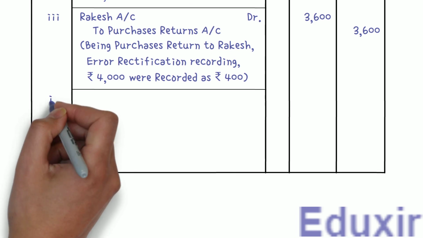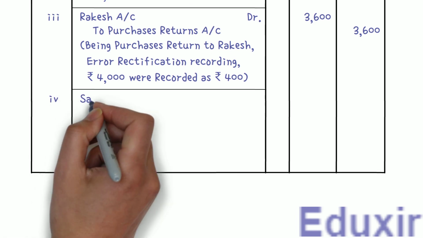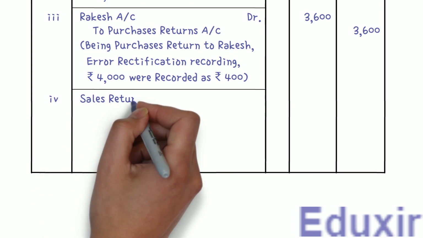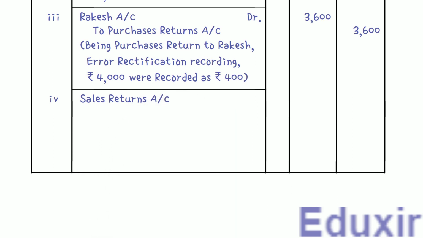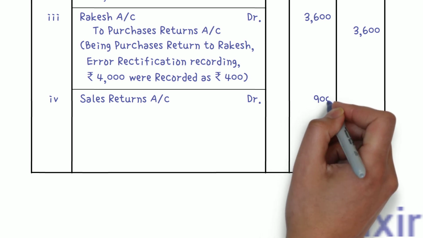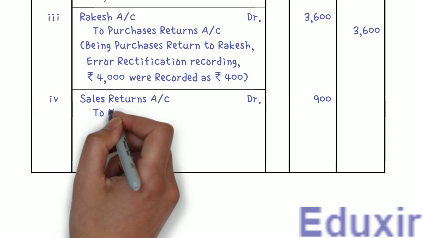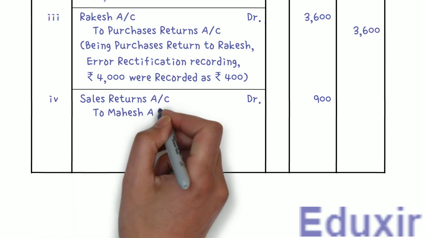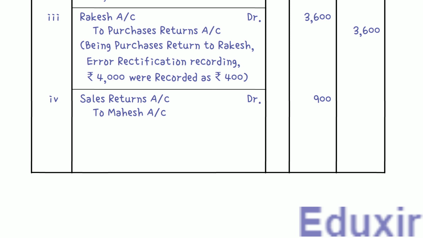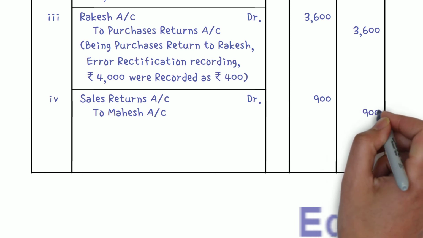Let us first write the serial number. Let us then write the sales returns account as the debit entry. Let us also write the text DR to indicate that this is a debit entry. Let us then write the debit amount of 900 rupees in the debit amount column. Leaving a margin, let us record Mahesh's account as the credit entry. Let us also record the credit amount of 900 rupees in the credit amount column.